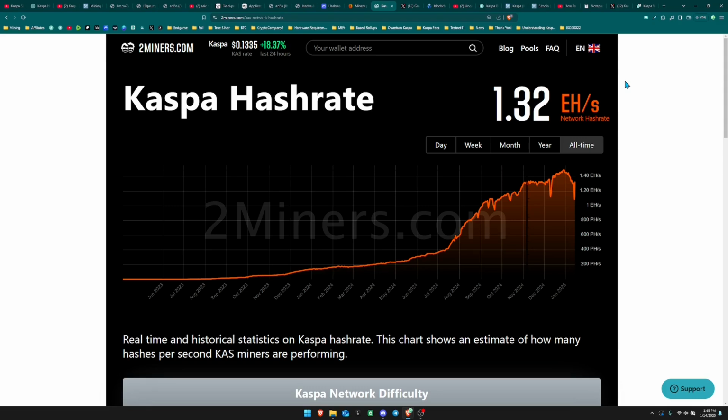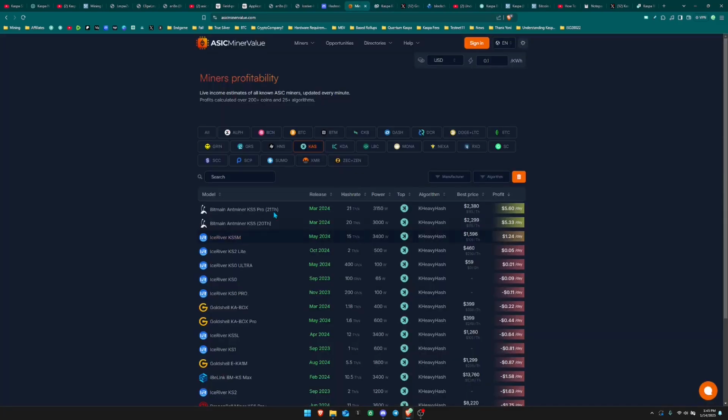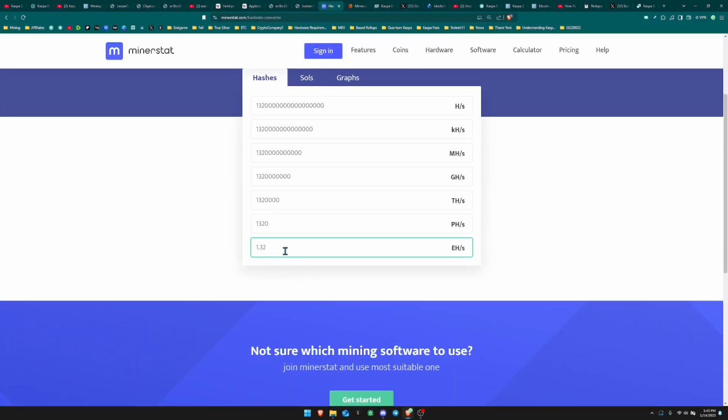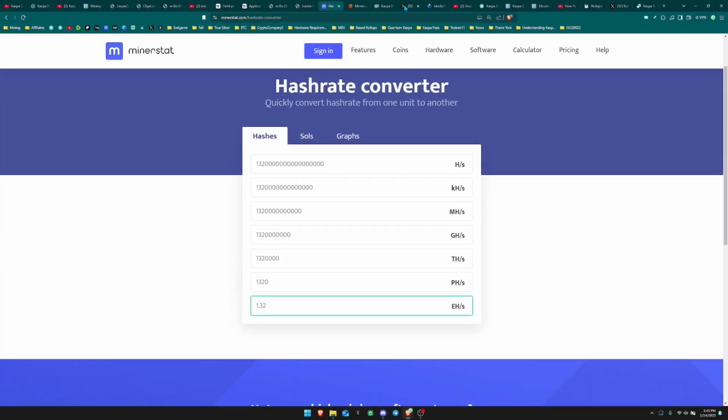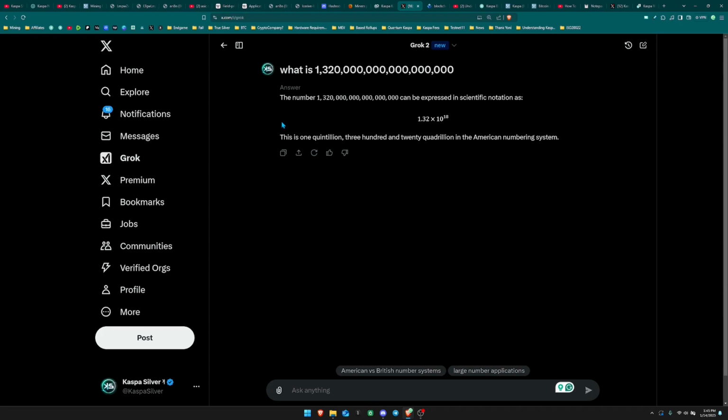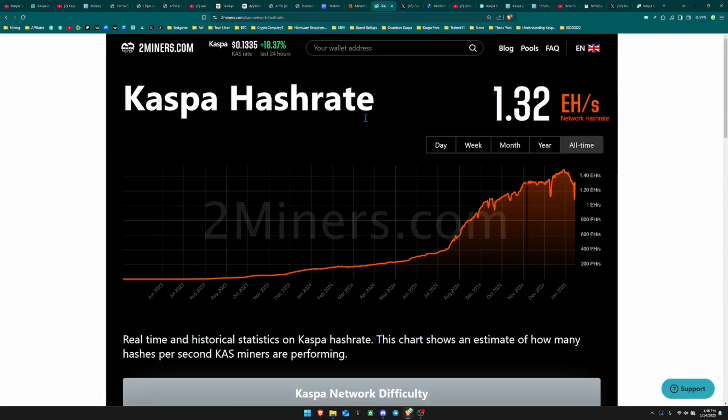All of this hash rate combined makes up the network hash rate, which currently the Kaspa network hash rate is sitting at 1.32 exahash. And you could see that if we convert that to just hashes, this is equivalent to 1 quintillion 320 quadrillion hashes per second that Kaspa is currently operating on.